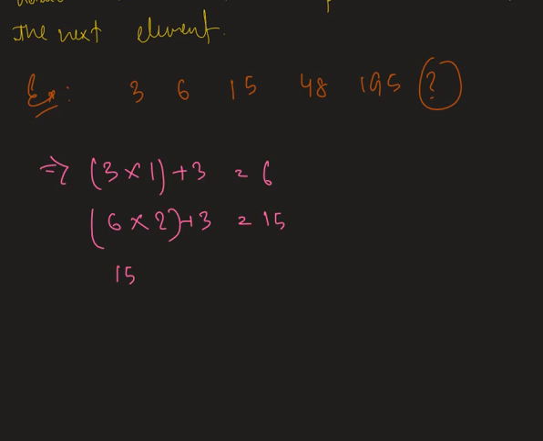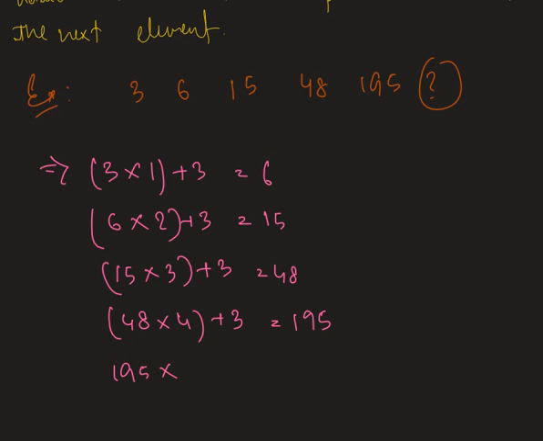Similarly, after this we multiplied 3 with 15 and then add 3, therefore we get 48. Similarly, if we multiply 4 with 48 then add 3, therefore we get 195. Hence, it is pretty much obvious that we are to multiply 5 with 195 and then add 3, therefore the required answer is 978.